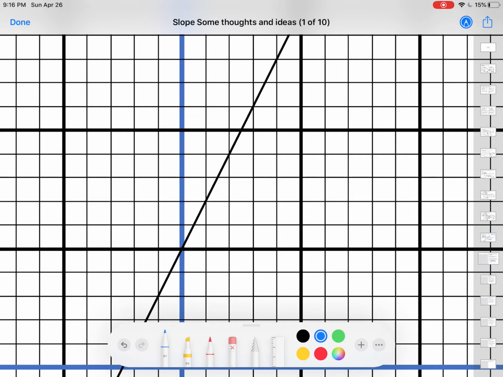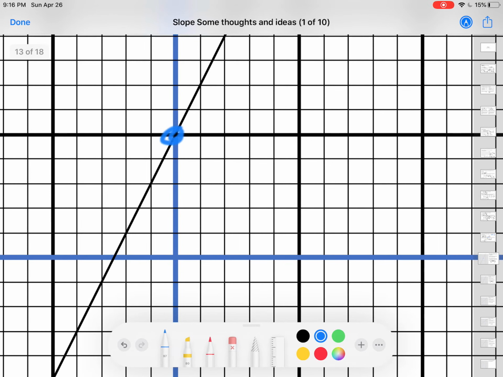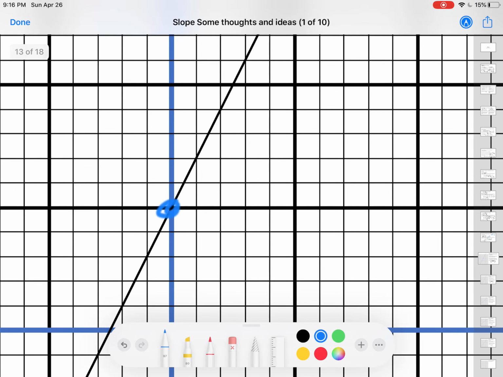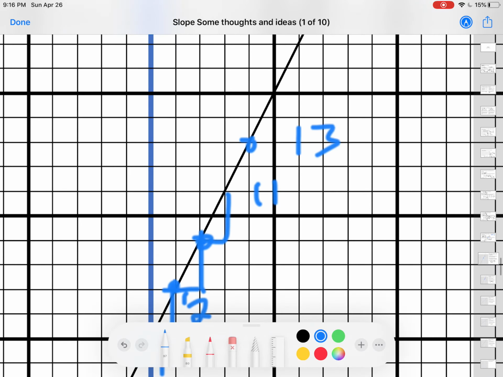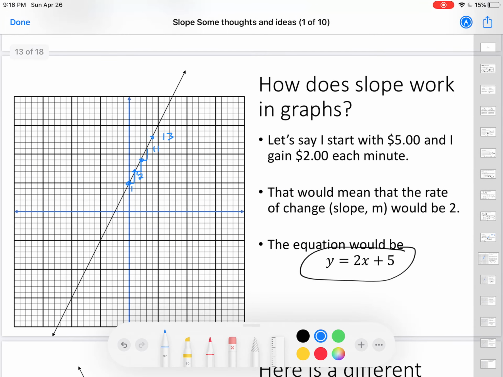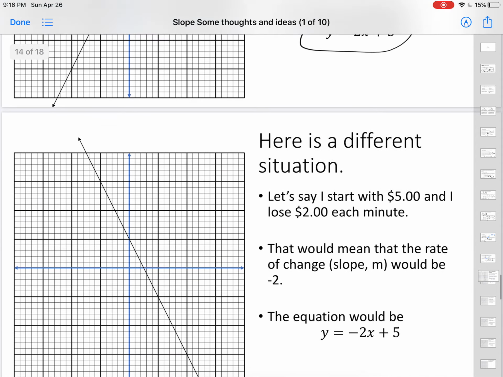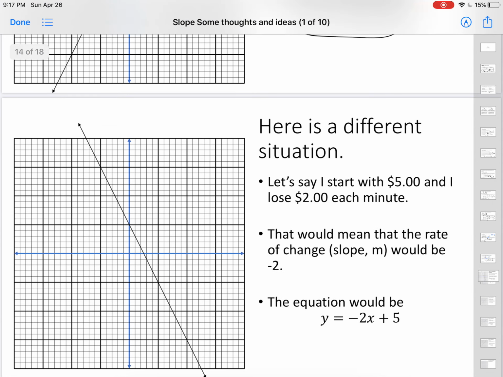Notice, here's 0. I have $5. After 1 hour, I get 2 more dollars. Now I'm at $7. After another 1 hour, I get 2 more dollars. Now I'm at $9. 2 more, 11. 2 more, 13. It keeps going up and up and up. Every single hour, it goes up by 2. Easy enough.